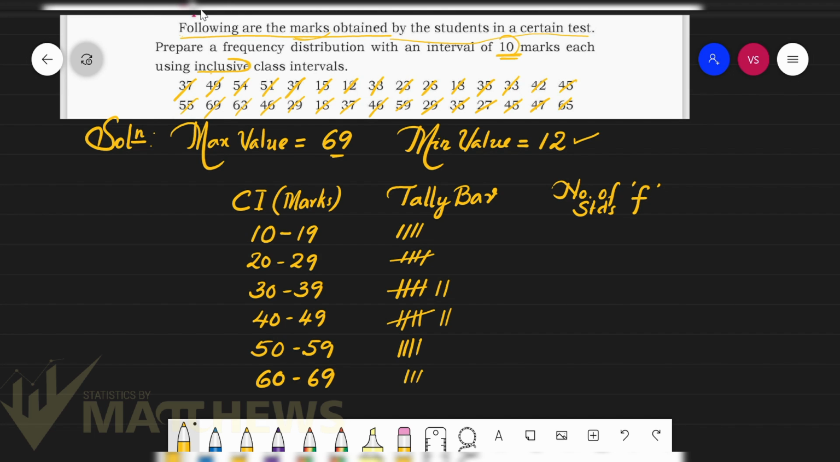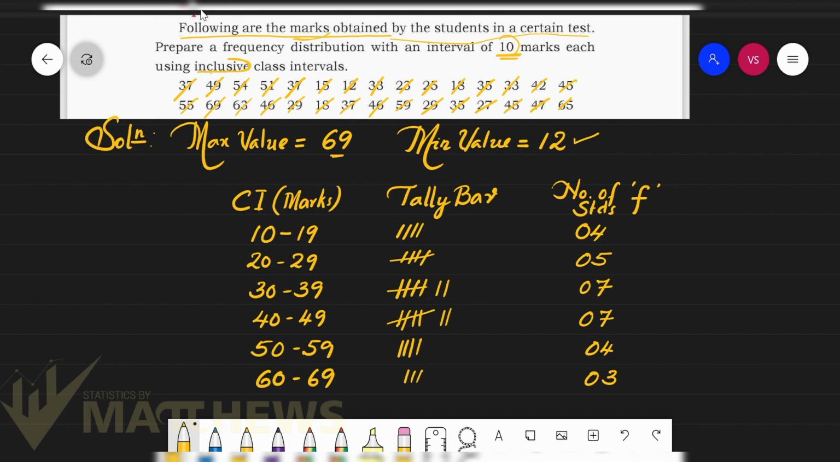Okay, so let's count the number of tallies. For 10 to 19, 1, 2, 3, it is 4. Okay, the next is 5. The next is 7. The next is again 7. Next is 4. The next is 3, students. So how many observations do we have? 15. This is all 15, one row, second row 15, altogether 30.